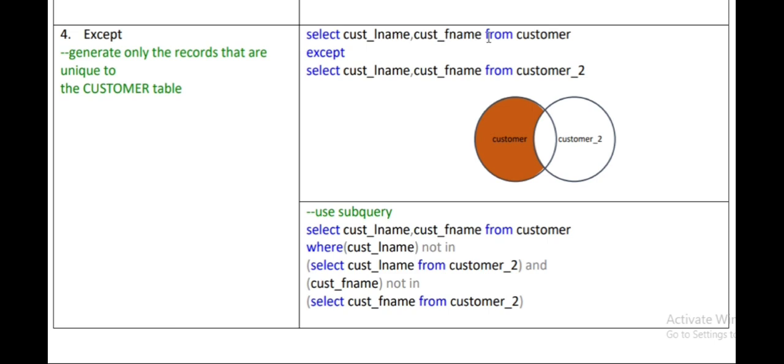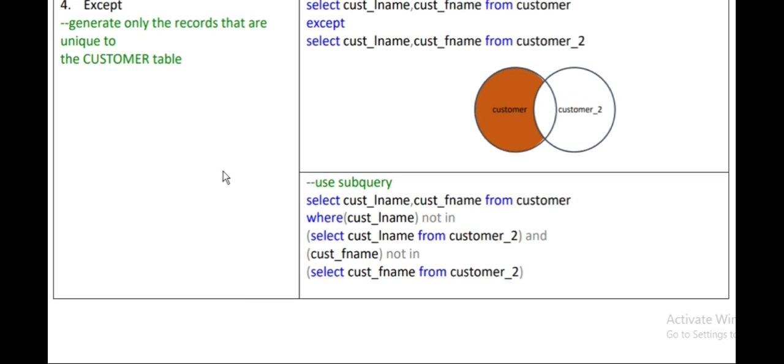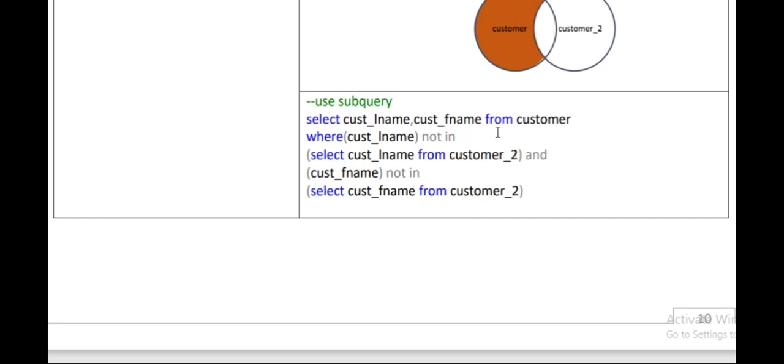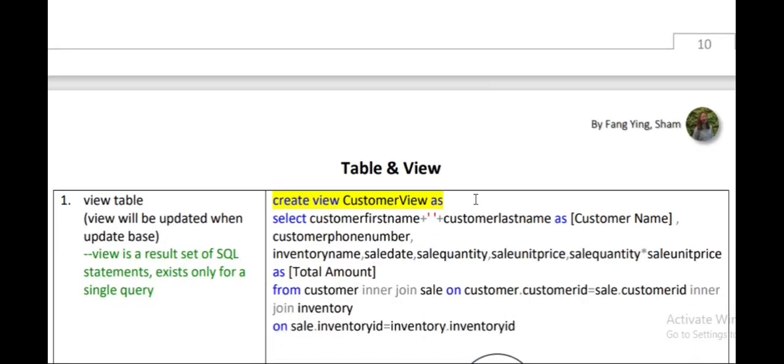We can also use a subquery to get the same result. Select cust_lname, cust_fname from customer where cust_lname not in (select cust_lname from customer2) and cust_fname not in (select cust_fname from customer2). So this is the code snippet we can use to get the same result.